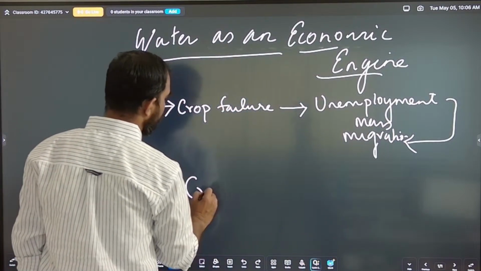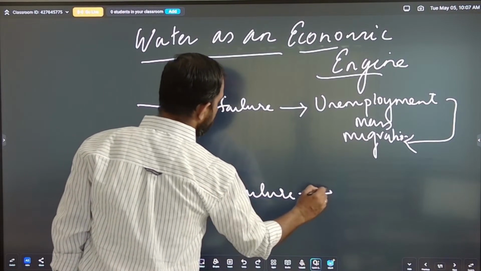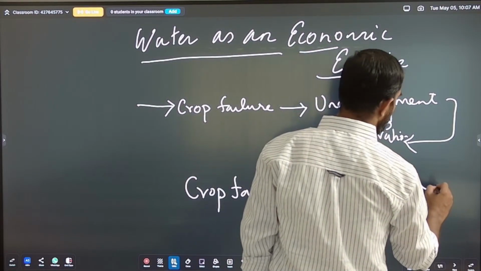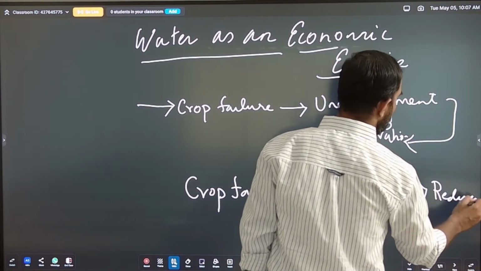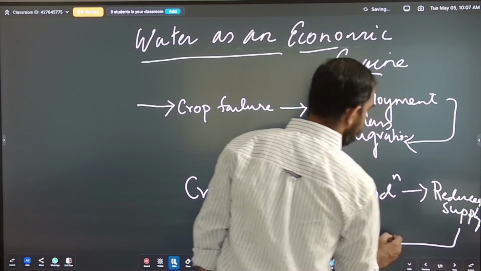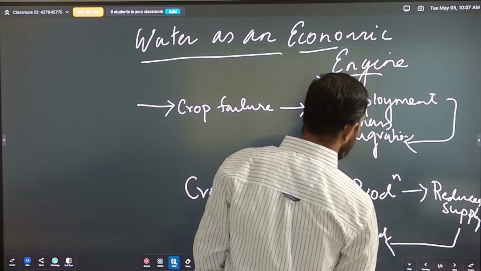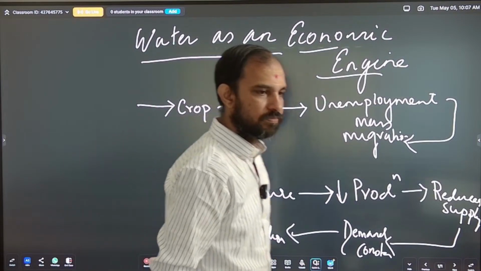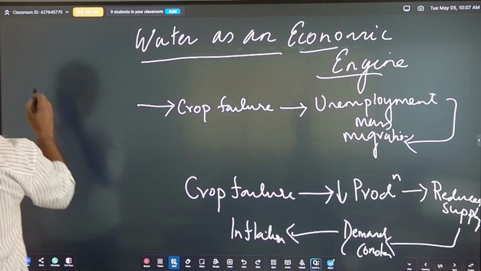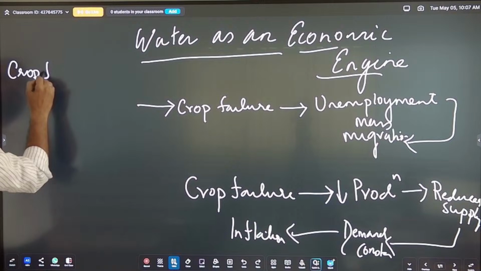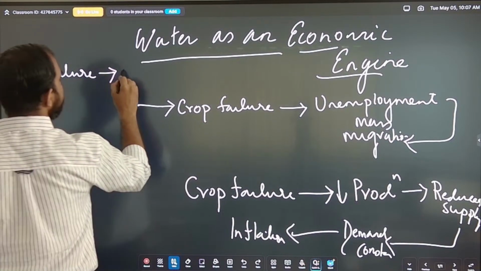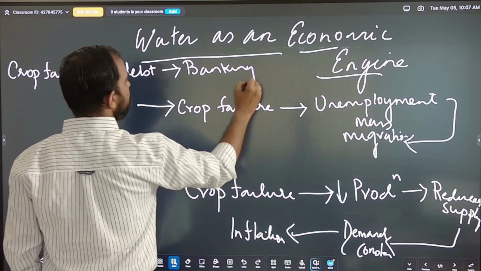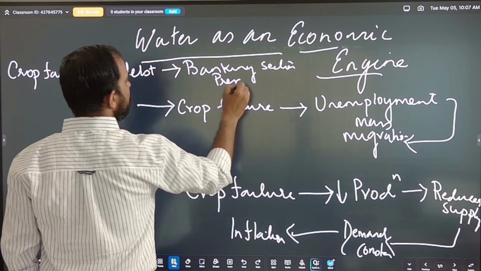Second, crop failure, reduced production, reduced supply, demand constant or increased, inflation. Third aspect is crop failure, debt, banking sector pressure. These three things can happen.